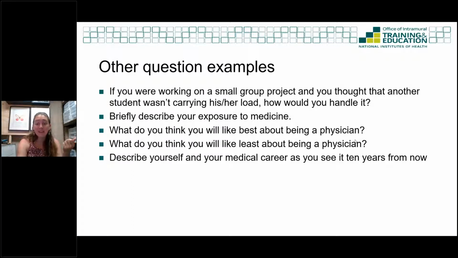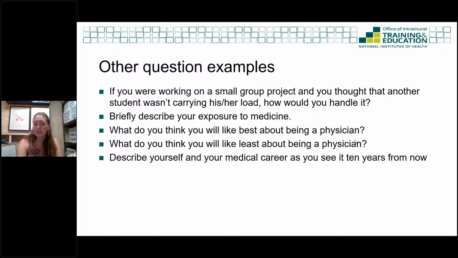Describe your exposure to medicine. This is a really broad question. You don't have a lot of time, but be thinking about how you can really show them what you have done and what experiences you've had. What do you think you will like best about being a physician? What do you think you will like least about being a physician? These are ways for the schools to get a sense of how much you know about being a physician, how well you're able to really self-reflect, and how well you have really confirmed that you know what a physician does and you know that you will be successful in medical school and beyond.